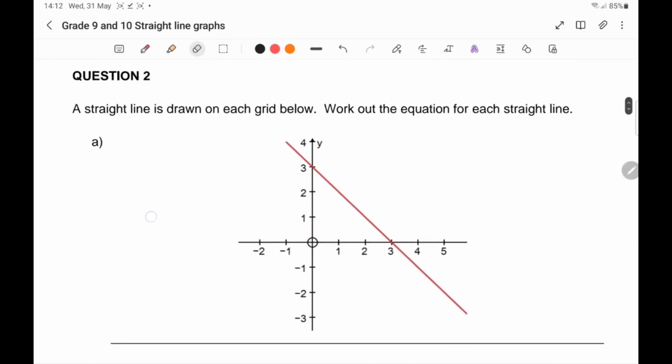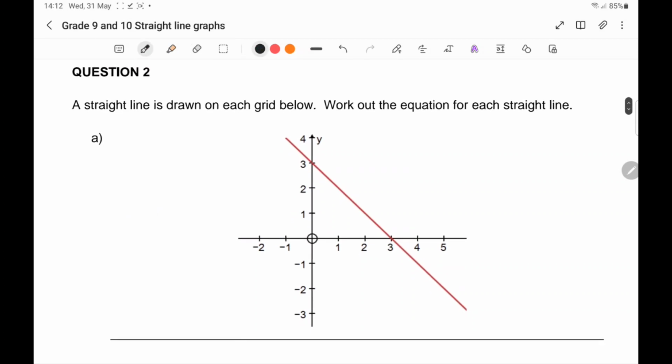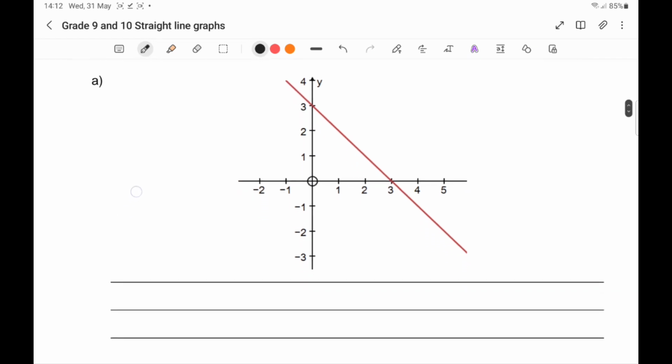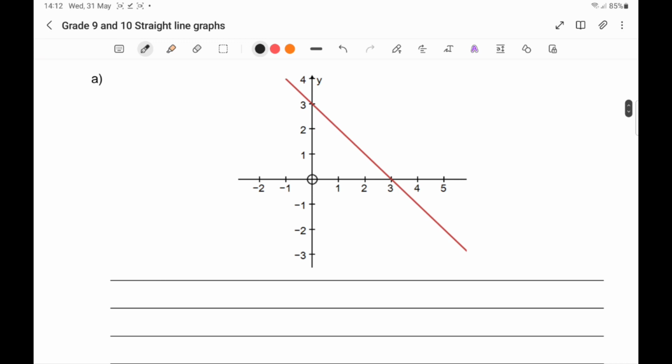Let's look at the next type of question. Okay, question 2. Now, they say to you, a straight line is drawn on each grid below. Work out the equation for each straight line. Okay, so how do we get an equation when a graph has been drawn for us? I always say, start with the cookie cutter mold. y is equal to mx plus c.